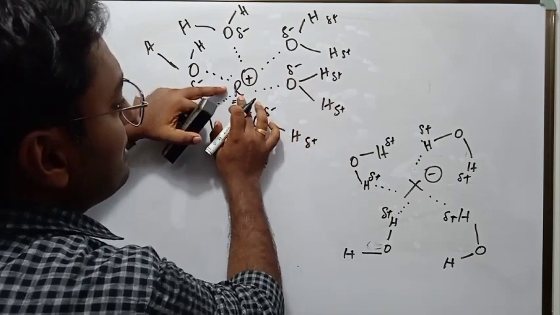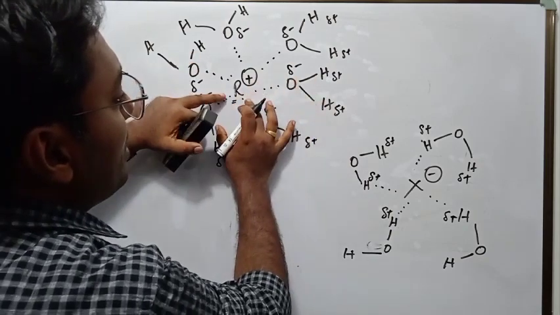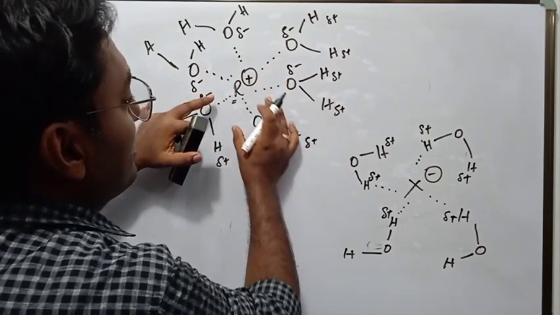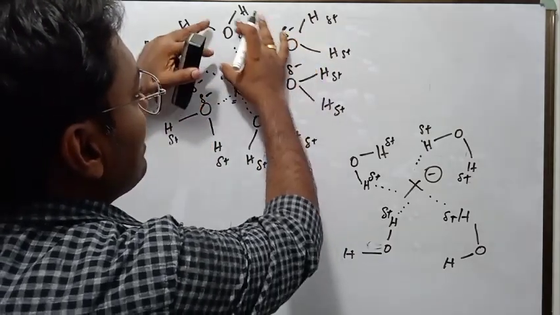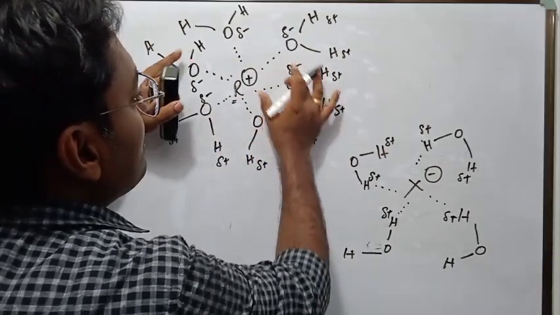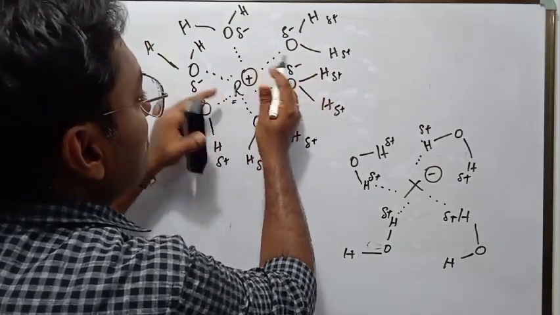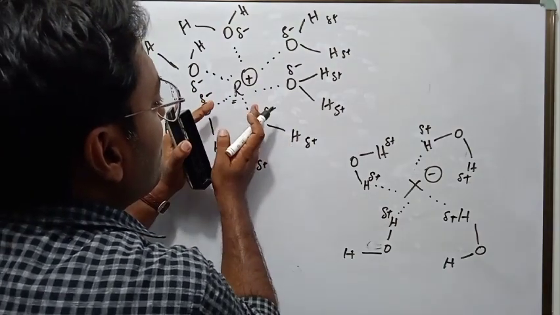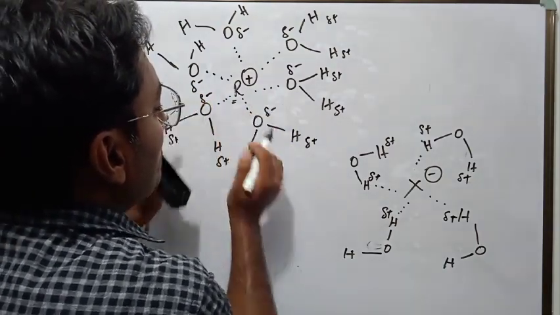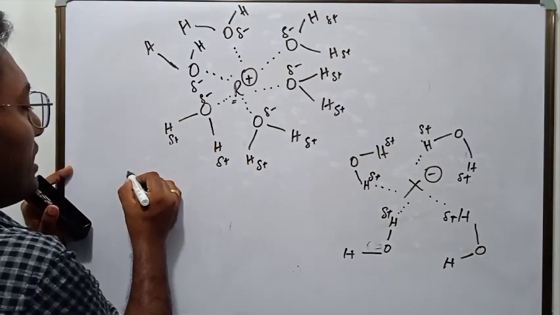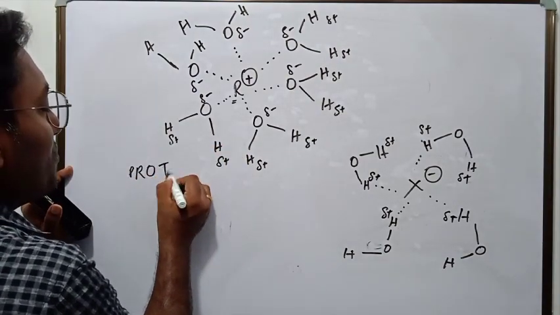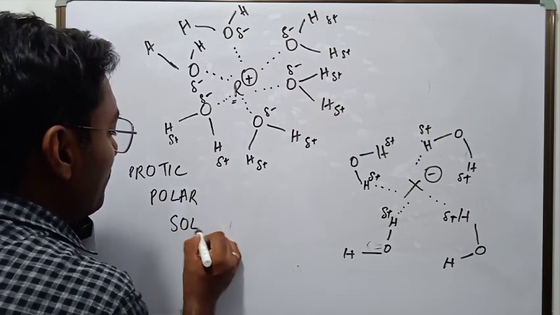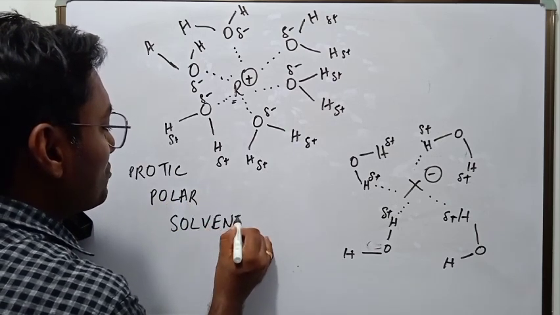Not only is it solvated well, it is actually stabilized, right? Because the positive charge here has been attracted by so many negatively charged oxygen atoms. The intensity of this positive charge is also reduced to some extent, so it is much more stable. Carbocation formation is much more stable in protic polar solvents. So ionization is favored in protic polar solvents.